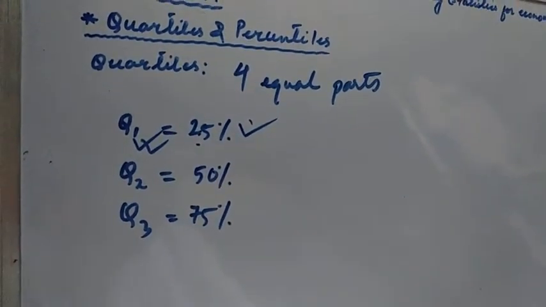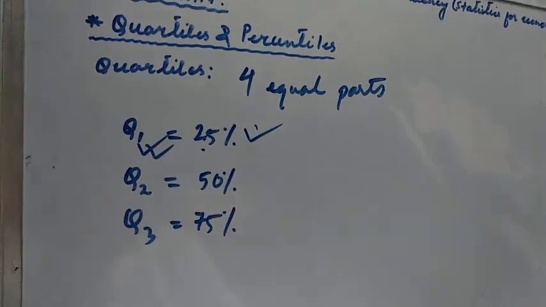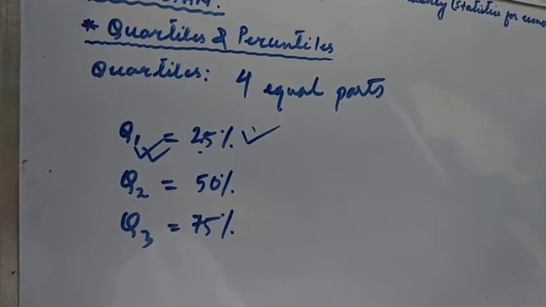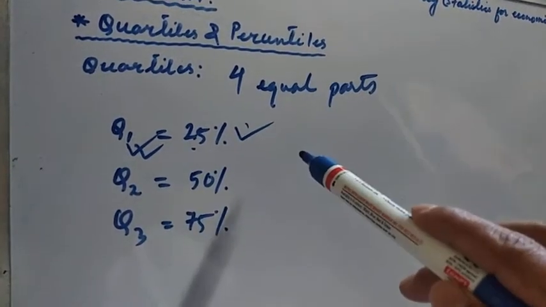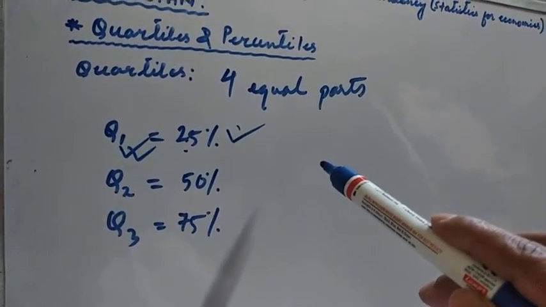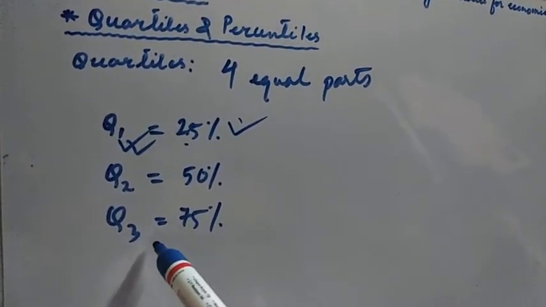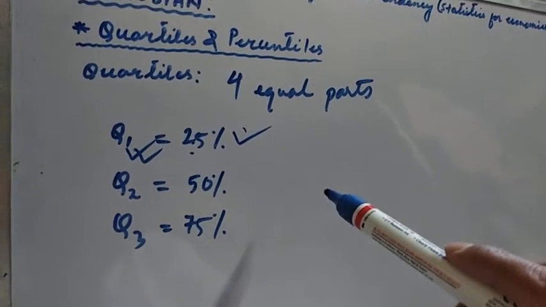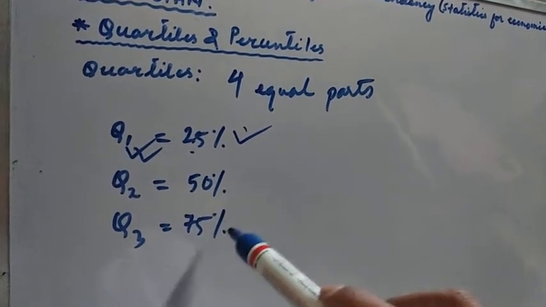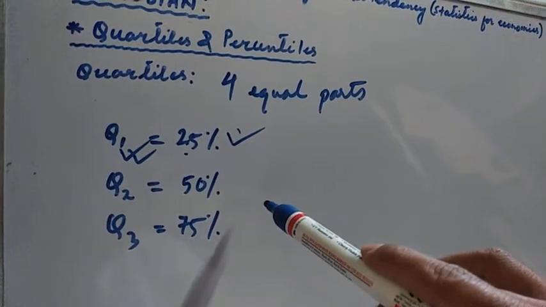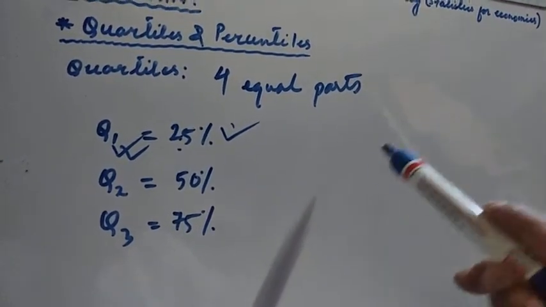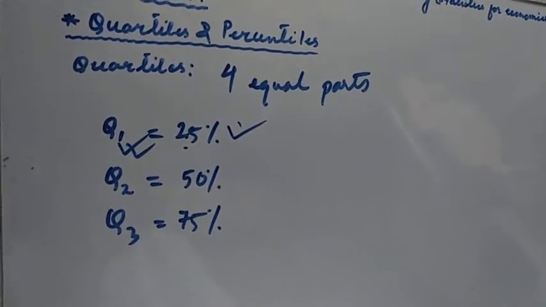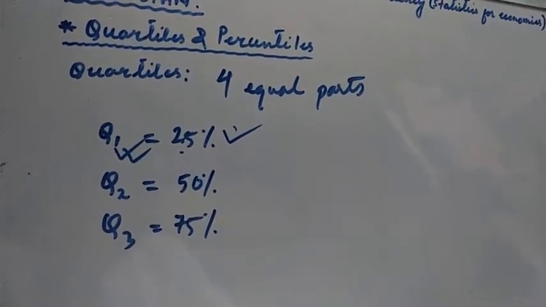The next one, the second quartile, is denoted by Q2. Q2 is also known as the median, and it has 50% of items below it and 50% of observations above it. And the third quartile is Q3, and it has 75% of items of the distribution below it and 25% of the items above it.